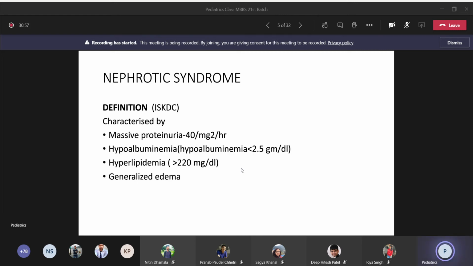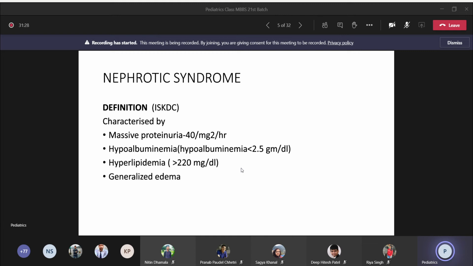Now let us come to nephrotic syndrome. In proteinuria, the most important disease is nephrotic syndrome. So how can you define nephrotic syndrome? Nephrotic syndrome is usually characterized by massive proteinuria, hypoalbuminemia, hyperlipidemia, and generalized edema. This is also called anasarca.